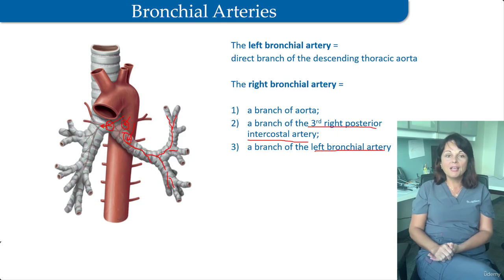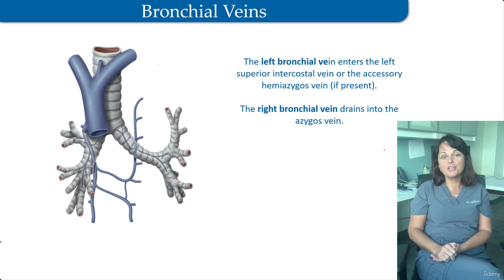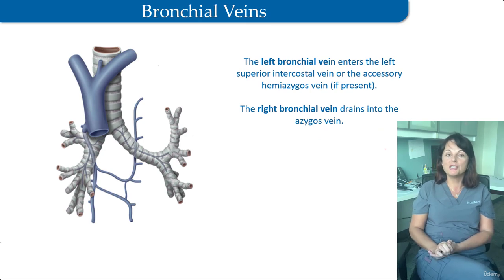The bronchial veins are small vessels that return blood from the larger bronchi and structures at the roots of the lungs. The right side drains into the azygos vein, while the left side drains into the left superior intercostal vein, or the accessory hemiazygos vein, if present.